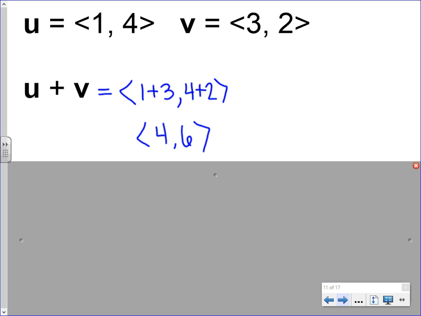Now, if you want the picture, some of us appreciate the picture. Vector u is 1, 4. So 1, 2, 3, 4. Here's vector u. And then from that terminal point, we're going to draw vector v, 3, 2. So from here, I'm going to go over 3, up 2. And so then our resultant vector is that vector 4, 6. That's why geometrically it's working out the way that it is to get the 4, 6.